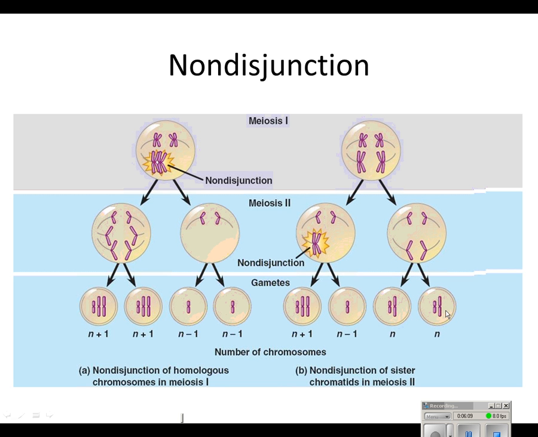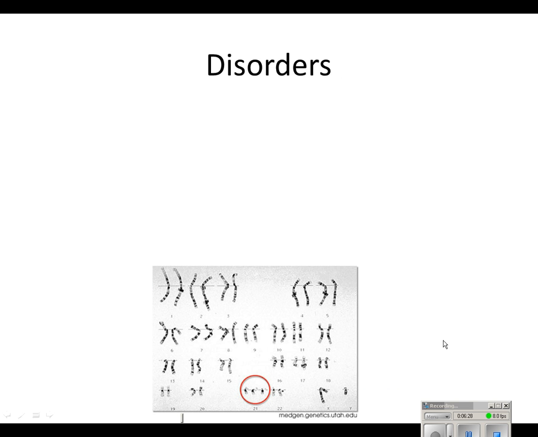So depending on when non-disjunction happens, if it happens in meiosis 1, you're going to end up with two n plus 1 cells and two n minus 1 cells. But if you have non-disjunction in meiosis 2, you'll get an n plus 1, an n minus 1, and then two regular haploid cells. So it's just a matter of when it happens. So the disorders that come about with that: monosomy is a possibility, which is 2n minus 1. So 2n is the normal chromosome number, and it's missing a chromosome.